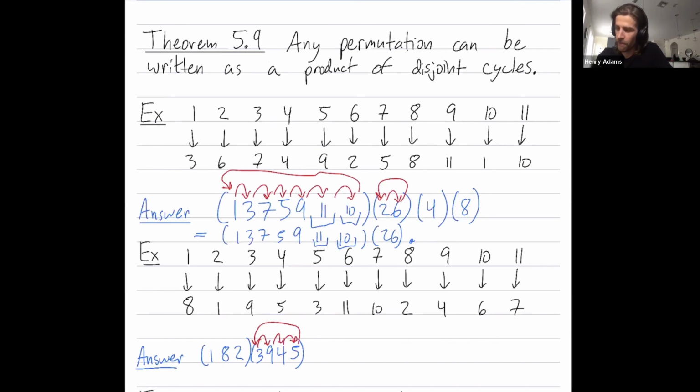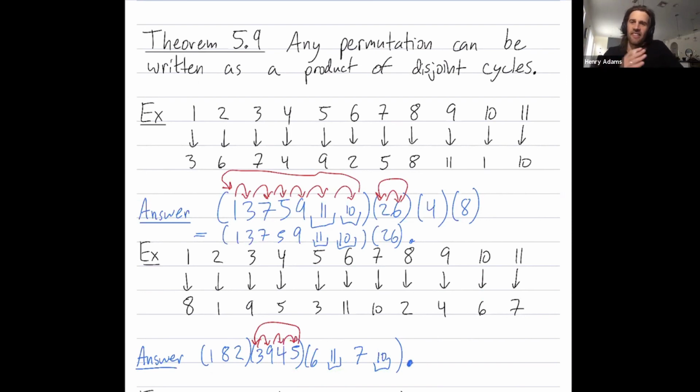Okay. 6 goes to 11, which goes to 7, which goes to 10, which goes back to 6. Close it off. And now I've told you where 1, 2, 3, 4, 5, 6, 7, 8, 9, 10, and 11 go. So I'm done.